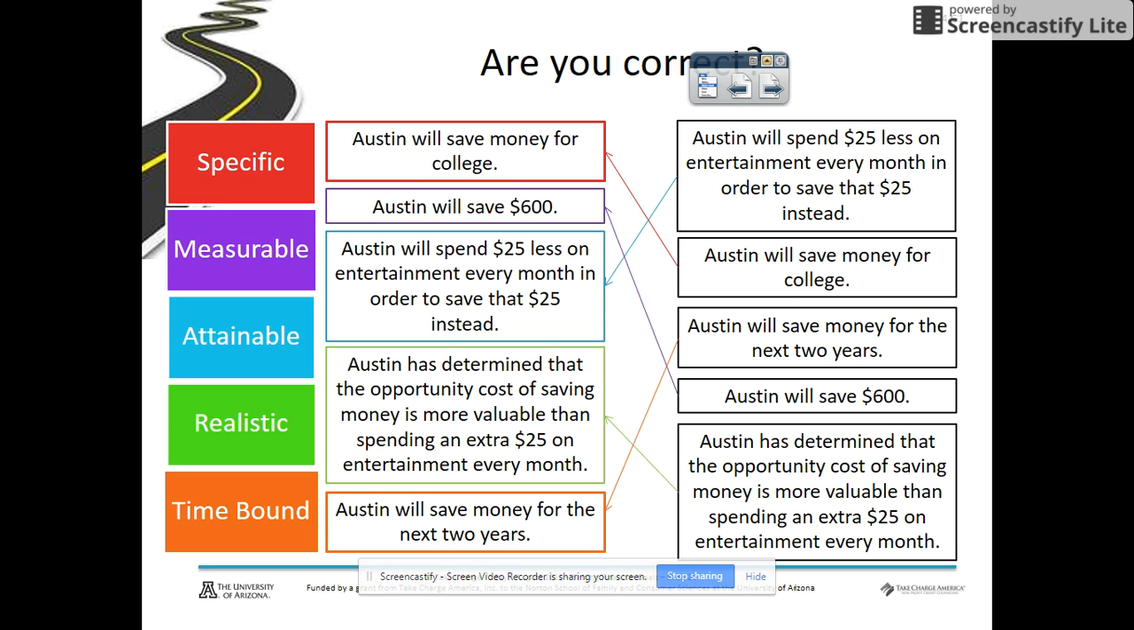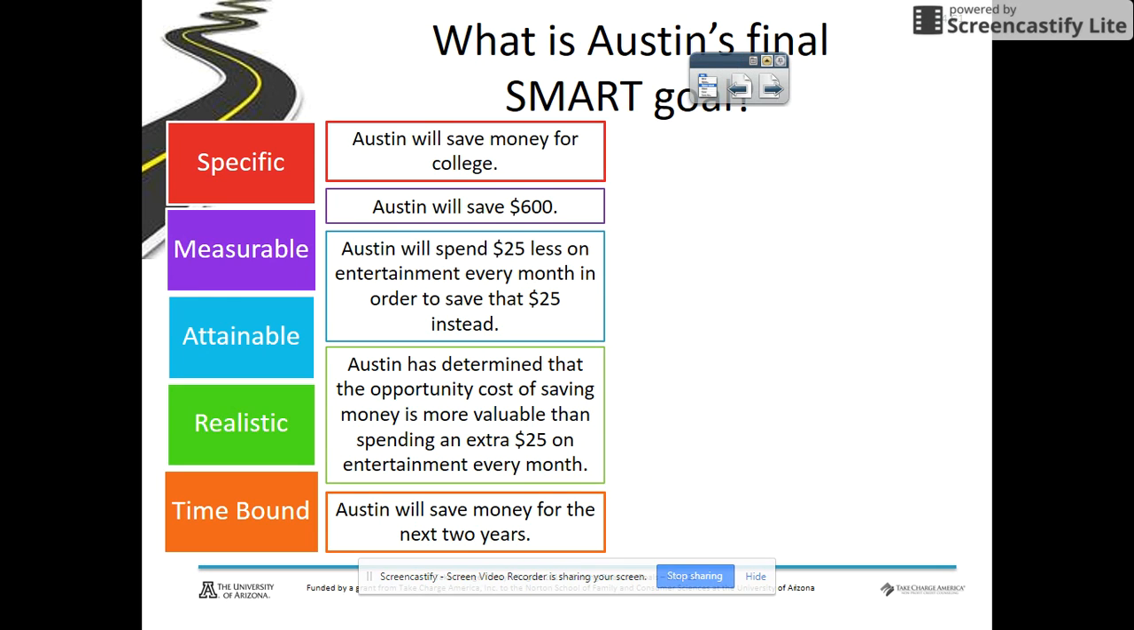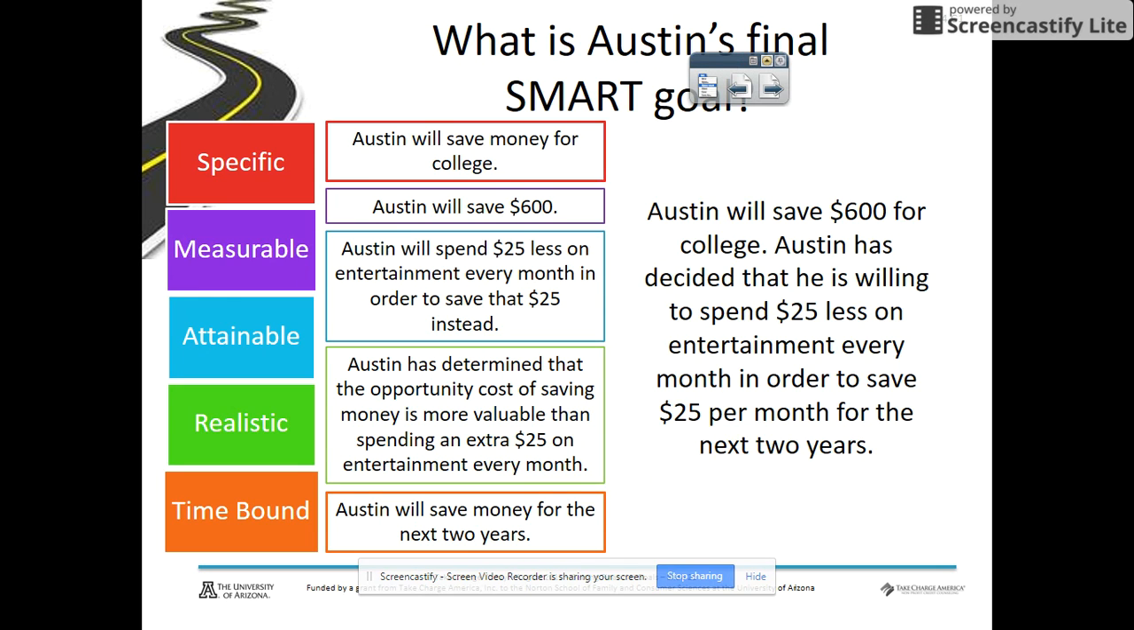Okay, so now what we need to do is combine all of those pieces together into one SMART goal. Okay, so here it is. Austin will save $600 for college. Austin has decided he is willing to spend $25 less on entertainment every month in order to save $25 per month for the next 2 years. That is a complete SMART goal.